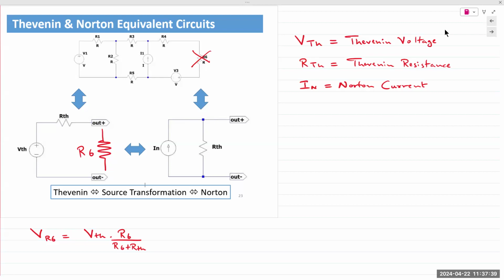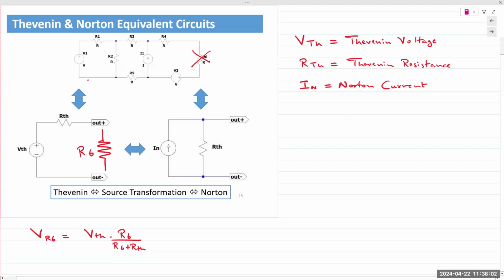You will simply apply the techniques that you have already learned so far to determine the three quantities that are presented here. Okay, we have Thevenin voltage, Thevenin resistance, and the Norton current. Those three are the quantities that we will determine using our existing techniques.